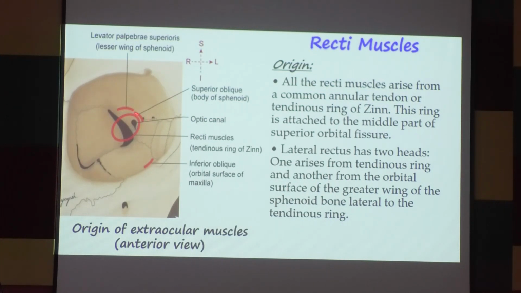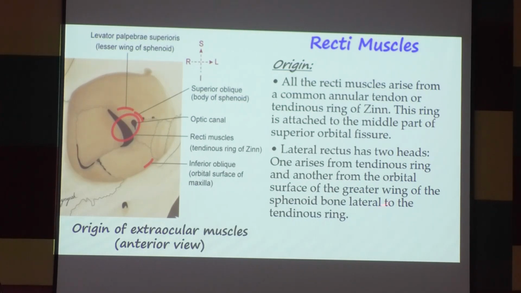And here, just above the annulus, medially, is the origin of superior oblique. And here is origin of levator palpebrae superioris, and here, over the orbital plate of maxilla, is origin of inferior oblique. Okay. So all the recti muscles arise from common annular tendon or tendinous ring of Zinn, and this ring is attached to the middle part of the superior orbital fissure. It divides the superior orbital fissure into three parts: medial, intermediate, and lateral.